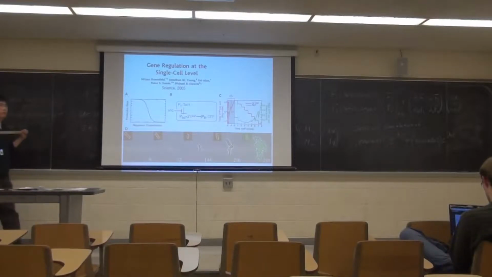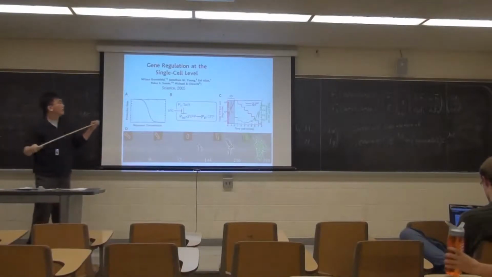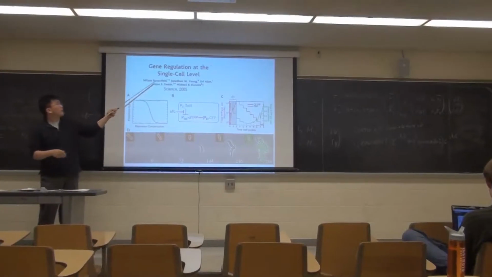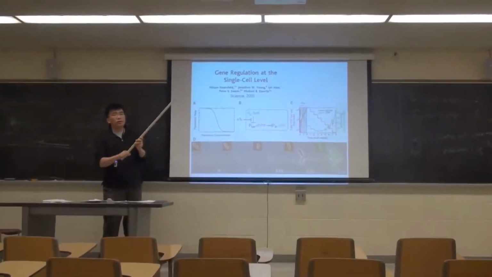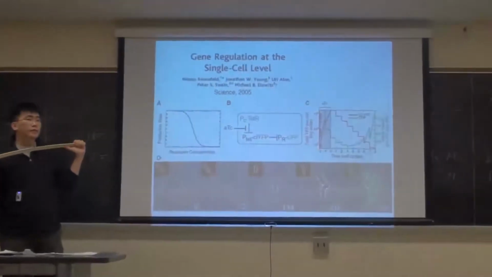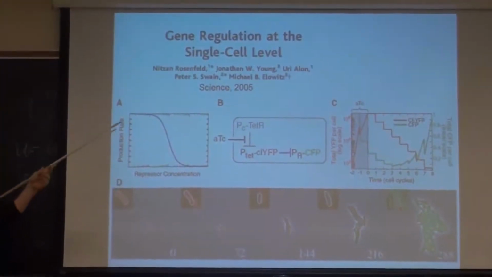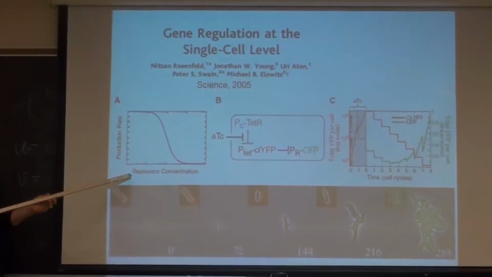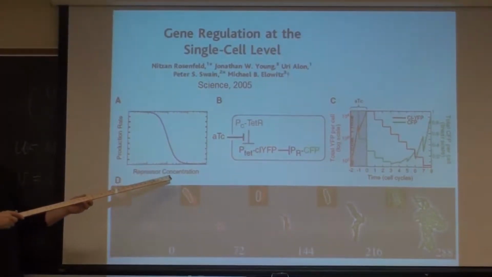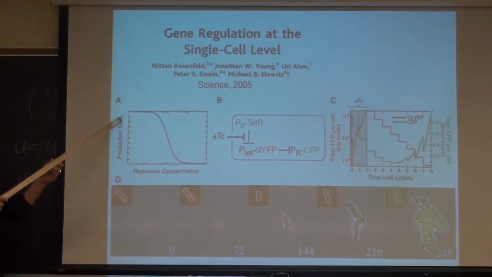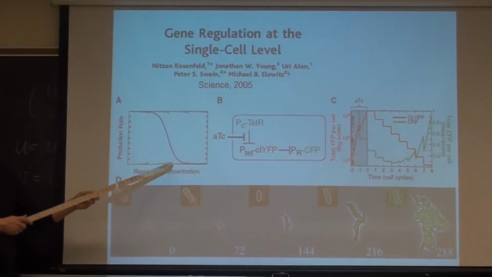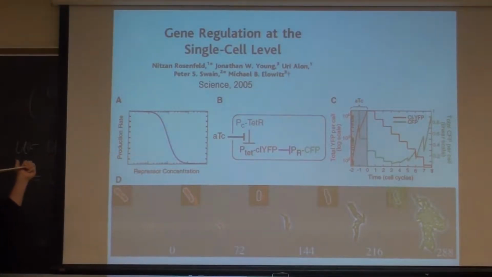I want to just quickly review what we discussed last time. This 2005 paper measured gene regulation function at the single cell level experimentally. Just to review, as you increase the repressor concentration, the production rate of the target protein will go down, and what is the functional form, that is the question.